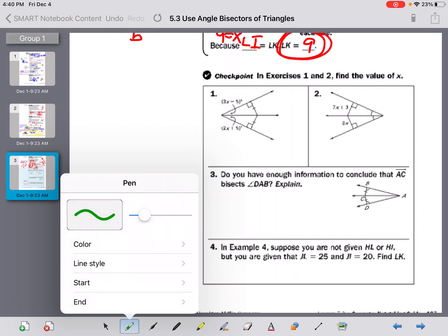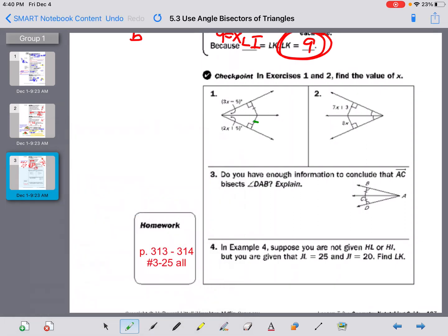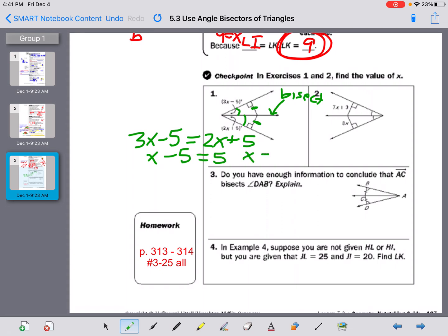So I see that my equal distance here to the sides, it's perpendicular. That must mean that this is my angle bisector. It's bisecting, okay? And if it bisects, that means those sides are equal, those angles. So 3x minus 5 is going to equal 2x plus 5. Subtract the 2x, add the 5, and I get x equals 10.